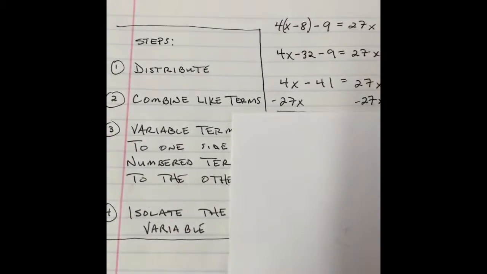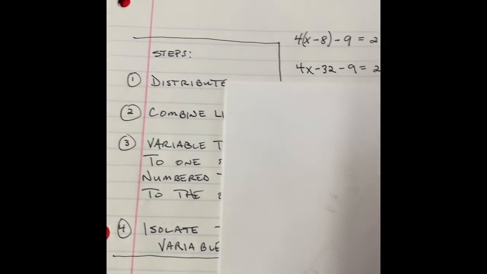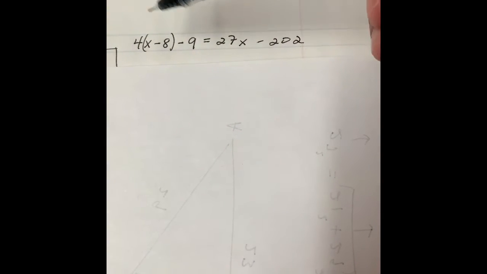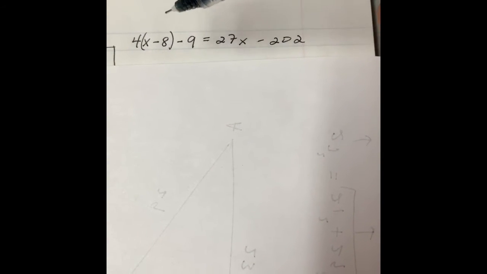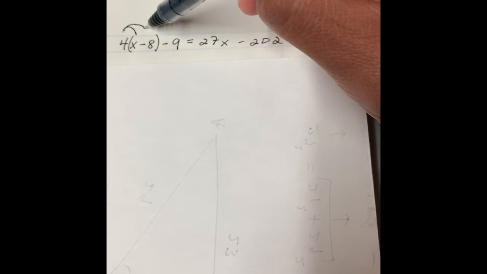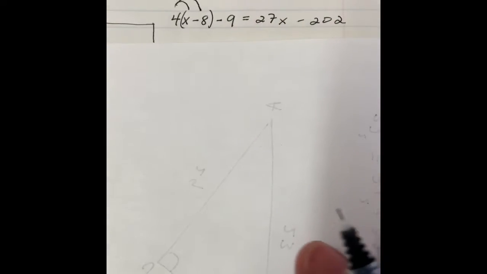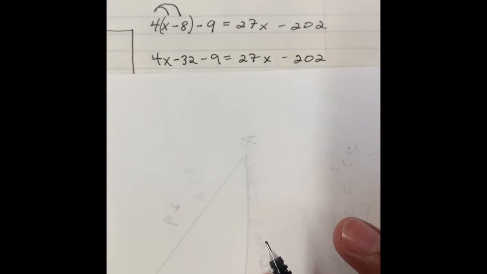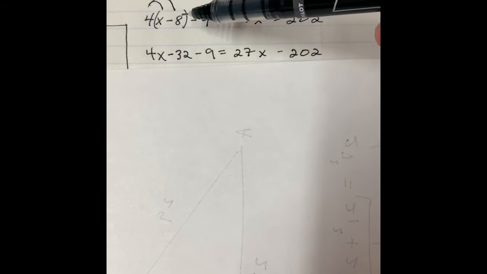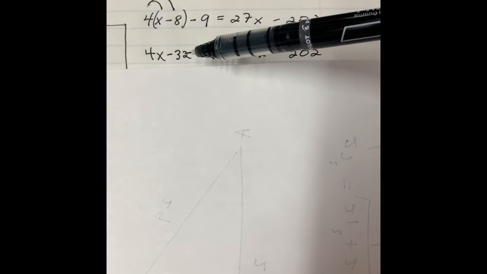Okay, so here's the first problem. Okay, and we have distribution over on the left right here. So we are going to multiply 4 times x and 4 times -8. And you always got to watch your signs. That's usually where people mess up. Okay, but 4 times x gives you 4x, and 4 times -8 gives you -32.